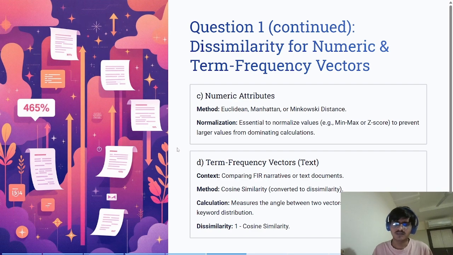Coming to term frequency vectors, that is text. The context would be comparing FIR narratives or text documents. The method would be cosine similarity, converted to dissimilarity. The calculation can be done by measuring the angle between two vectors. Cosine equals 1 for identical keyword distribution. Dissimilarity would be 1 minus cosine similarity.